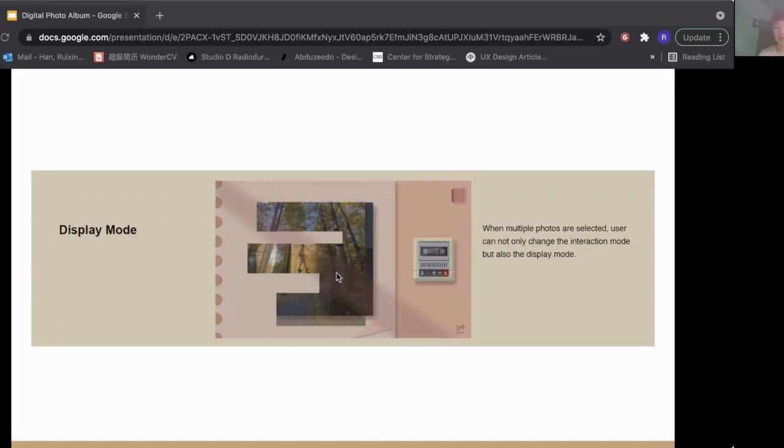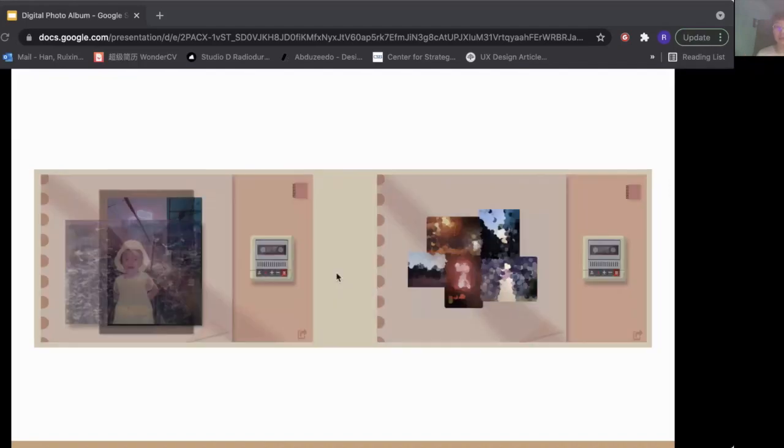This happens when you select multiple images at one time, and the images are automatically displayed by the computer, like this. This is one of the ways to display, and these are the two other ways of the display mode. And these are my own images, and I haven't decided whether the user can choose to change the location of the images.